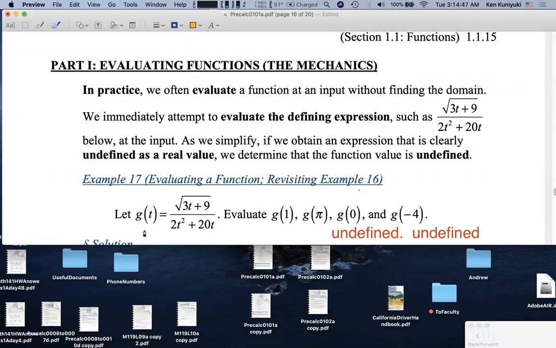But bottom line is, if I give you a rule for g of t, and I ask you what g of 1 and g of pi are, usually what you would do is just plug in t equals 1 and see what happens. You'd plug in t equals pi and see what happens. For that matter, you could plug in 0 and negative 4, and again, you would see what happens.